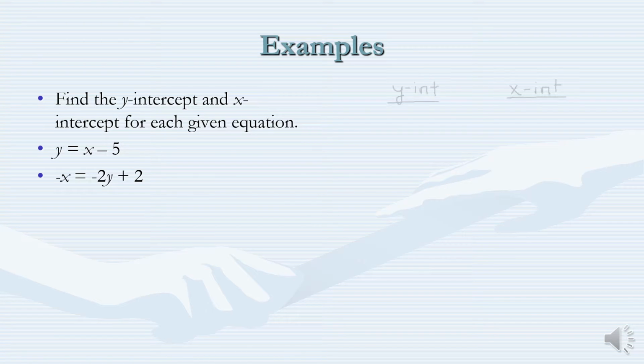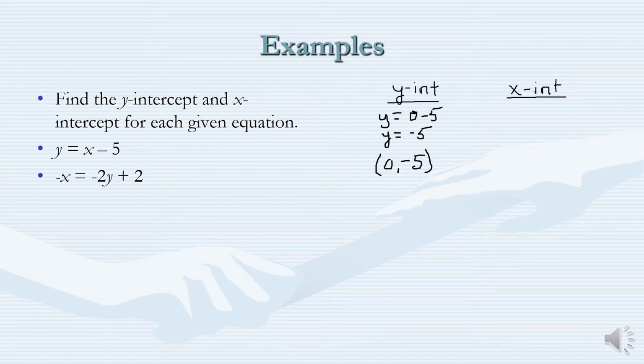Let's take a look at the first example. To find the y-intercept, I plug in 0 for x, and I solve for y. Remember that the intercept is a point, so I do need to write it in coordinate form. My y-intercept for the first example is (0, -5).